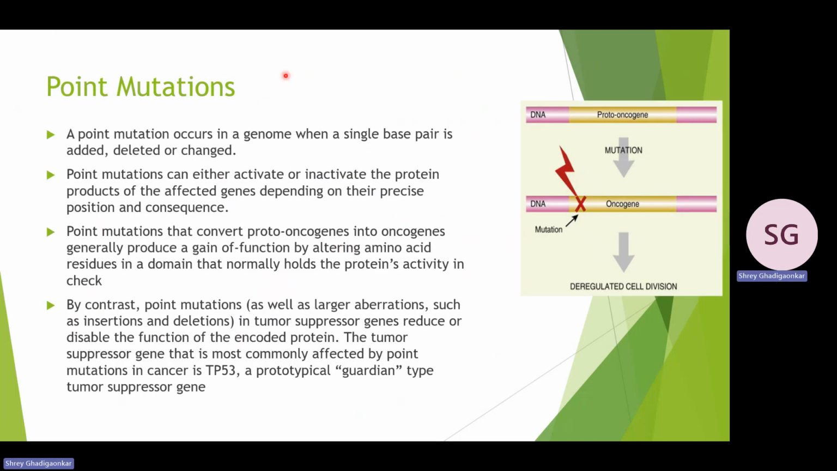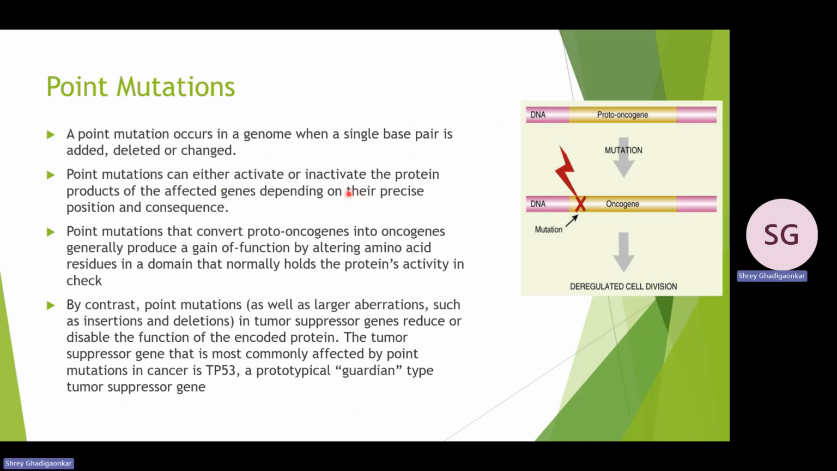Coming to the point mutation, which is a type of genetic lesion. As we know, a point mutation occurs in a genome when a single base pair is added, deleted, or changed. These may involve silent mutations, nonsense mutations, missense mutations, and frameshift mutations, which I'm sure you're aware of in genetics.